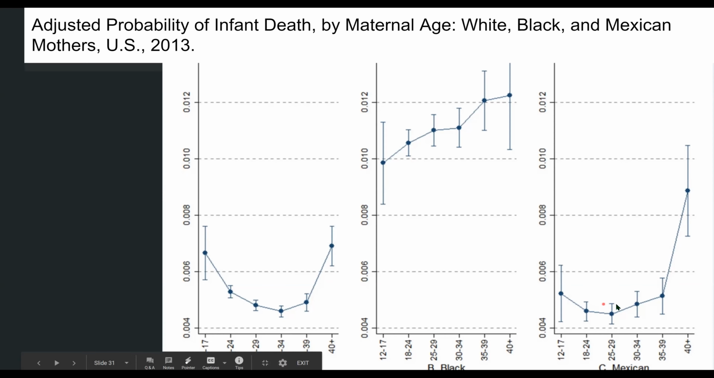So as they have babies in the 25 to 30-ish range, that's the most protective, right? But you don't see that for Black mothers. And so as they get older, it's actually more dangerous to have babies. And that is as a function of this wear and tear phenomenon.